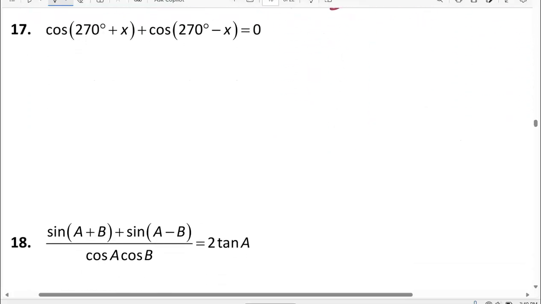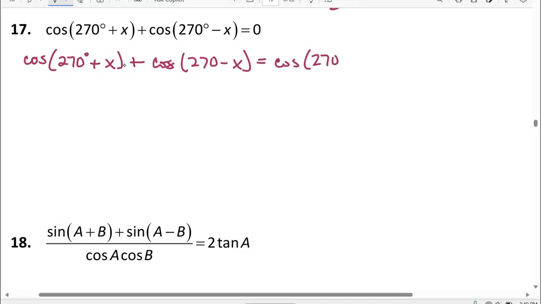In number 17, we have a similar sum and difference identity to use. So I'm going to start my proof with a statement that should be intuitively obvious, and that is cosine of 270 degrees plus x plus cosine of 270 degrees minus x is equal to the cosine of 270 degrees plus x plus the cosine of 270 degrees minus x. In other words, the statement on the left is equal to itself.